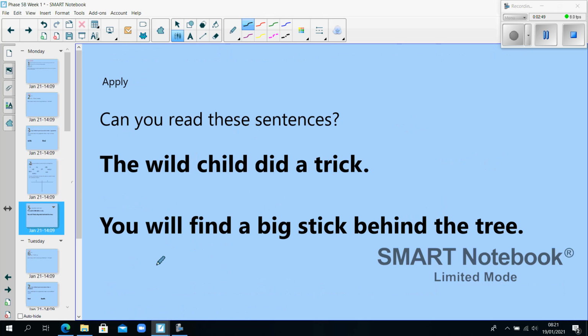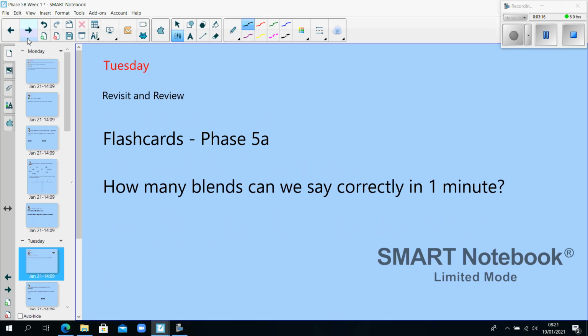Can you read these sentences? The wild child did a trick. So you're using both sounds. You will find a big stick behind the tree. Again, we've got a range of I sounds for that I grapheme. Well done, that's the end of Monday.